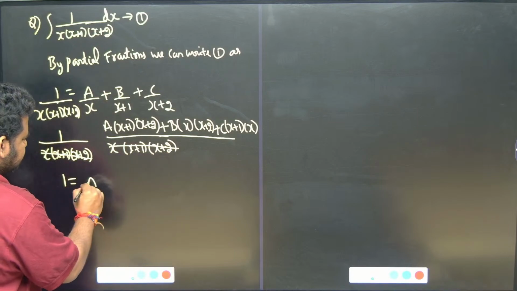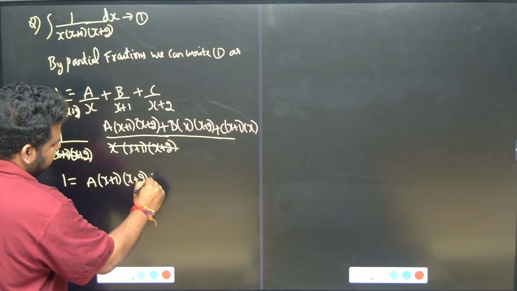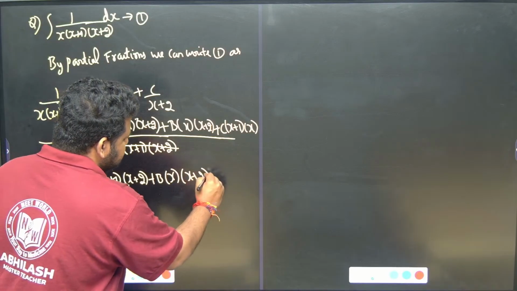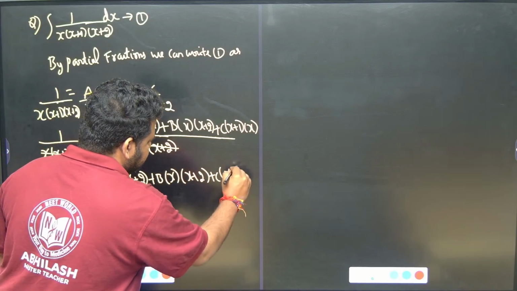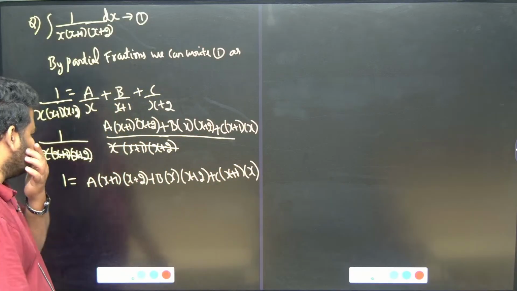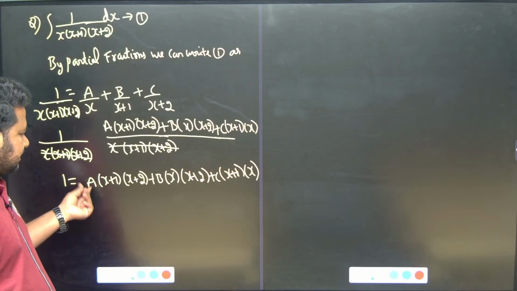So finally I will have 1 is equal to a into x plus 1 into x plus 2, don't multiply this, keep it as it is, plus b into x into x plus 2, plus c into x plus 1 into x. Okay, clear. Now I have to put values for x so that I can get the constant values of a, b and c.